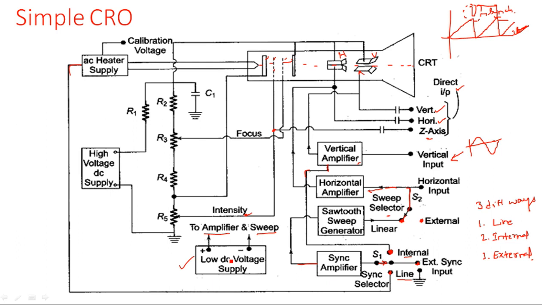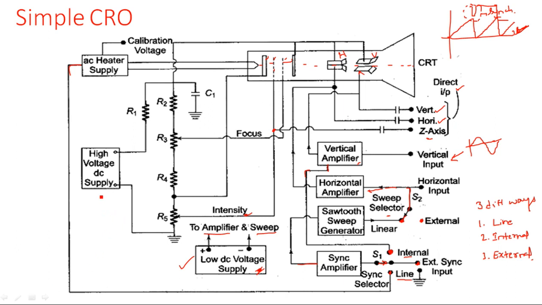In the case of the sweep generator, which is nothing but a UJT relaxation oscillator, there also we need a biasing supply. So for these sweep generators and amplifiers, we should definitely have some positive low-voltage biasing supply, which is generated by using this low voltage DC supply. That is the purpose of this low voltage DC supply in this simple CRO block diagram.